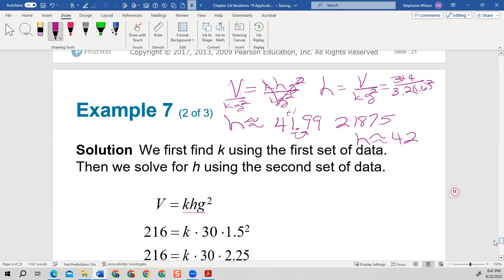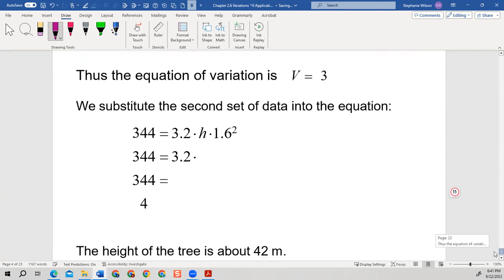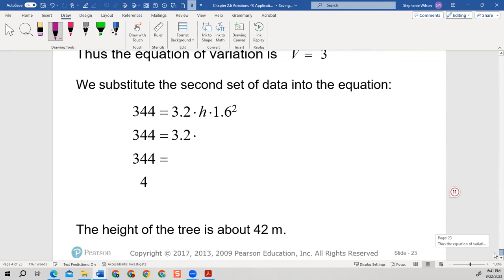All right, and I'll just scroll down so you can see the directions and explanation right quick.